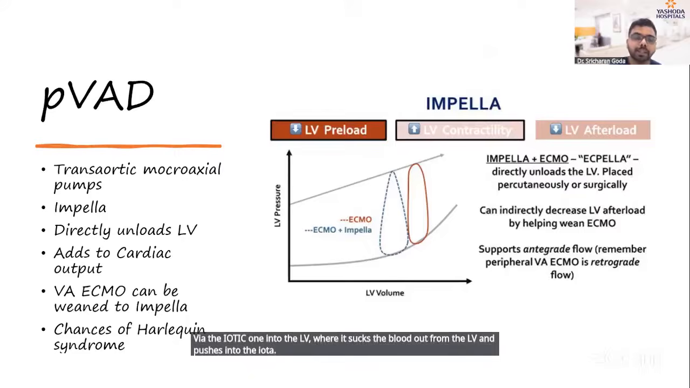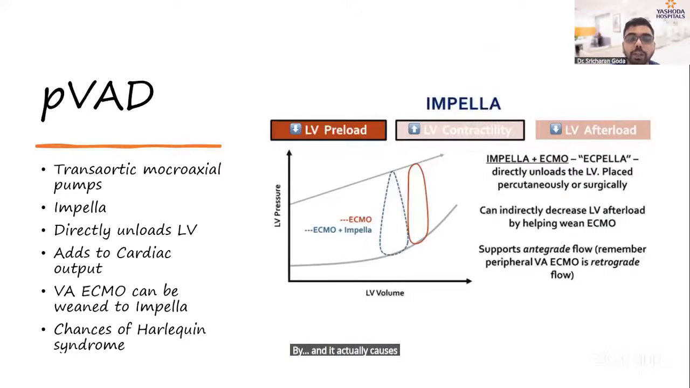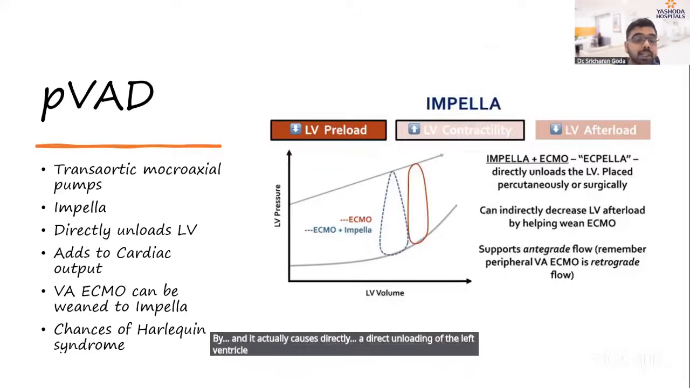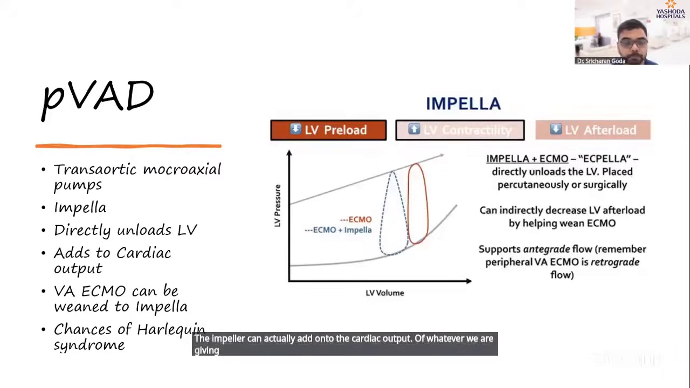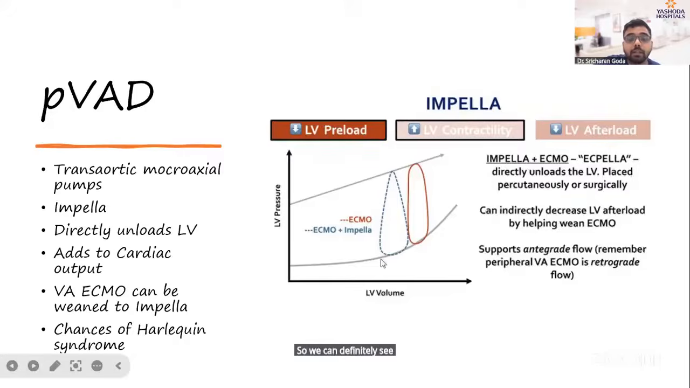And it actually causes a direct unloading of the left ventricle. However, the advantage here is that it adds to the cardiac output. So we are not essentially draining the blood from the LV into the drainage stream of the ECMO and giving it back into the aorta, but the actual blood in the LV is pushed into the aorta. So the Impella can actually add on to the cardiac output of whatever we are giving through ECMO support. So we can definitely see that there is a significant decrease in the left ventricular end diastolic volumes.